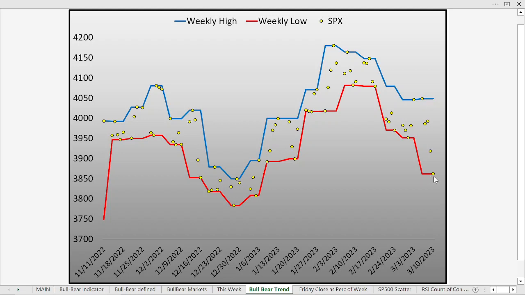Now, this is important because we can see in the past during uptrending markets, these yellow dots tend to close near the blue line, near the upper end of the range. But conversely, in downtrending markets, we tend to see the stock market close at the low of the week, which is very much the case here.